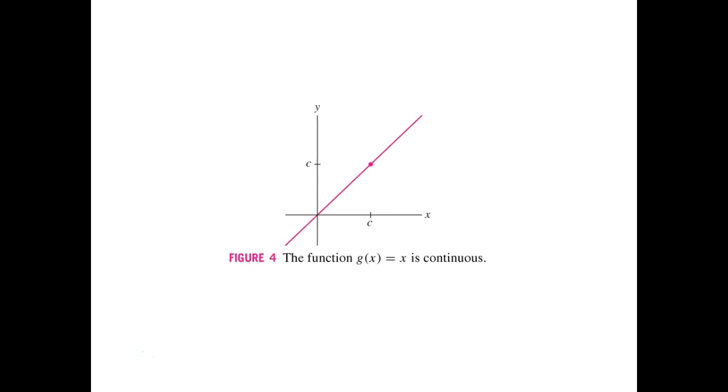This function is the identity function, g of x equal x. For any value x, what you get is g of x. Same number, same value. That's a continuous function. Always and ever, now and forever. For any value x, g of x is equal to that value. That's a continuous function.